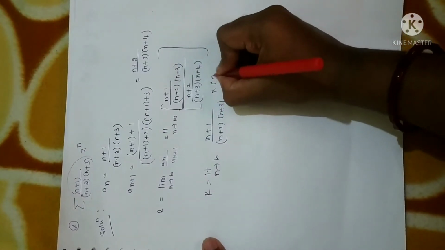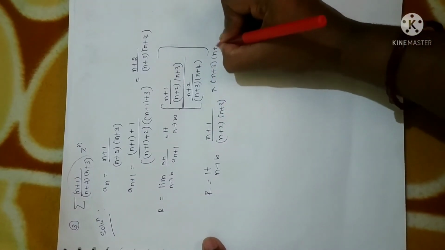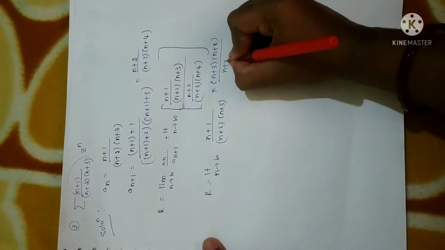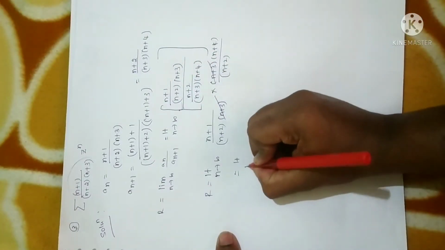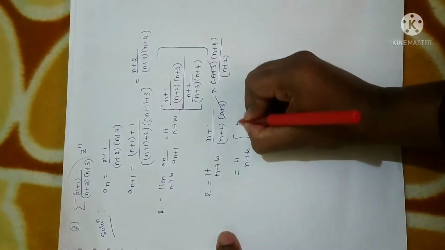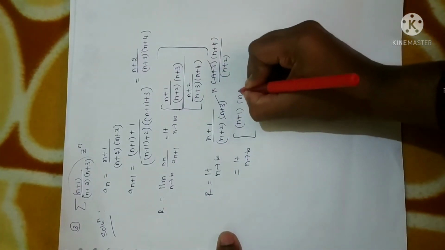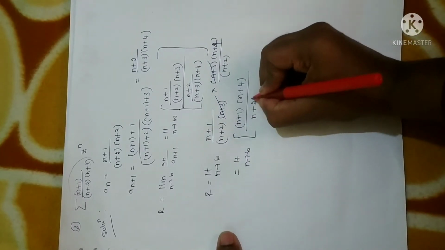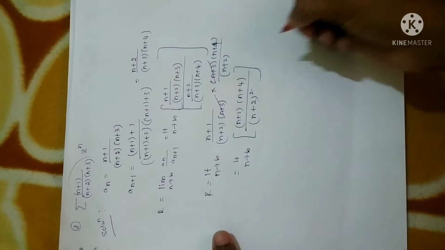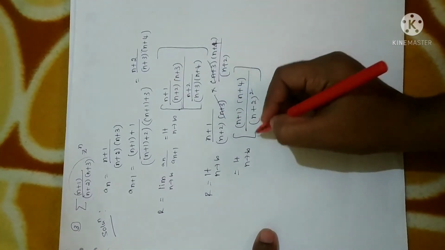Cross multiply it, you will get (n+3)(n+4) divided by (n+2). So n+3 gets cancelled. What you are left with: limit n tending to infinity, (n+1)(n+4), divided by, this is a simple calculation, right, (n+2) whole square. Now we need to apply n tending to infinity.